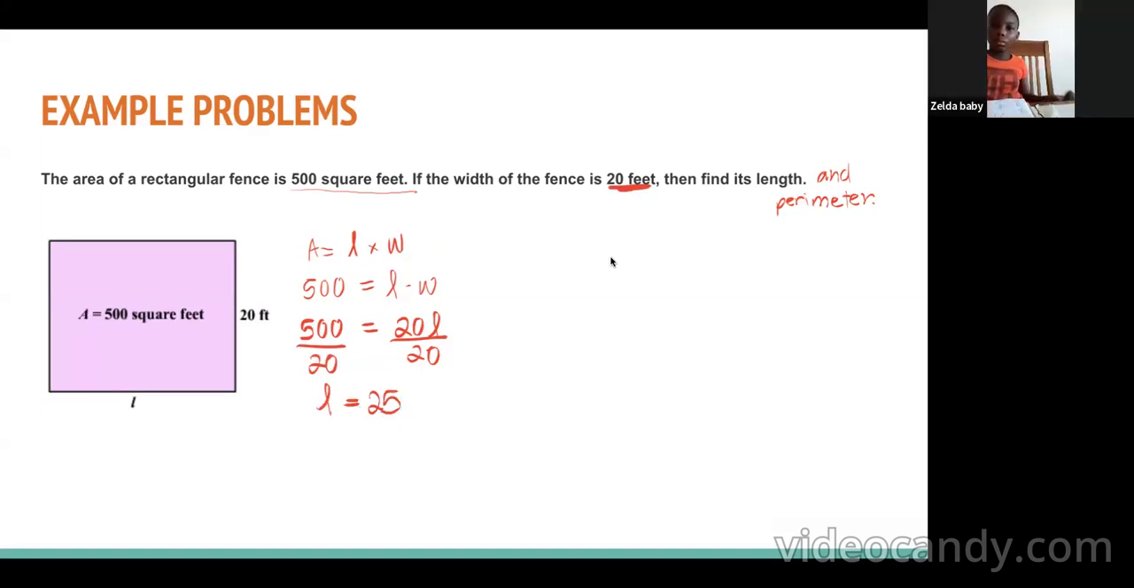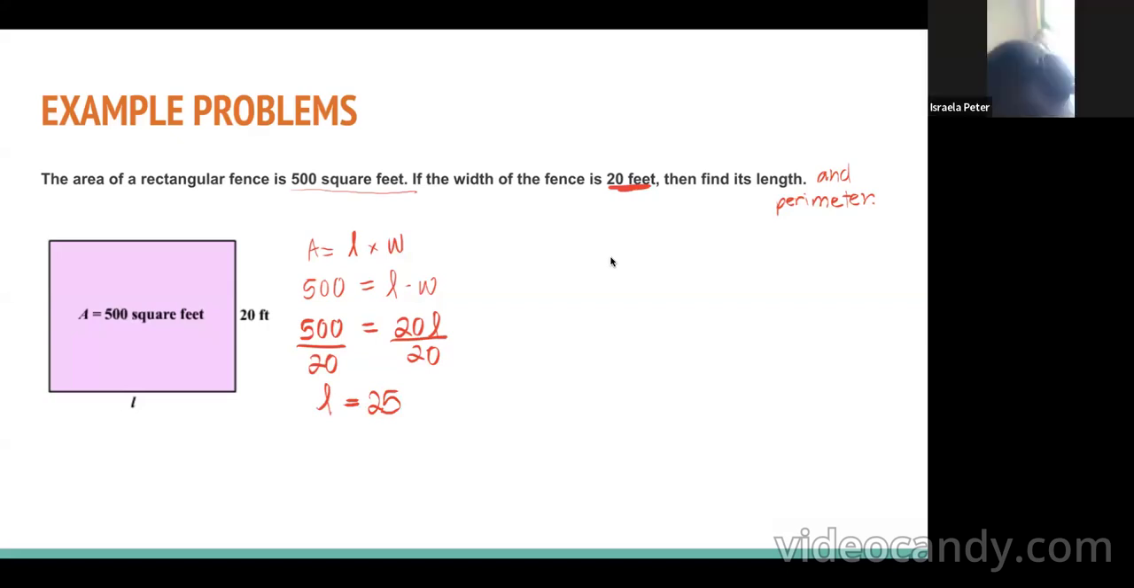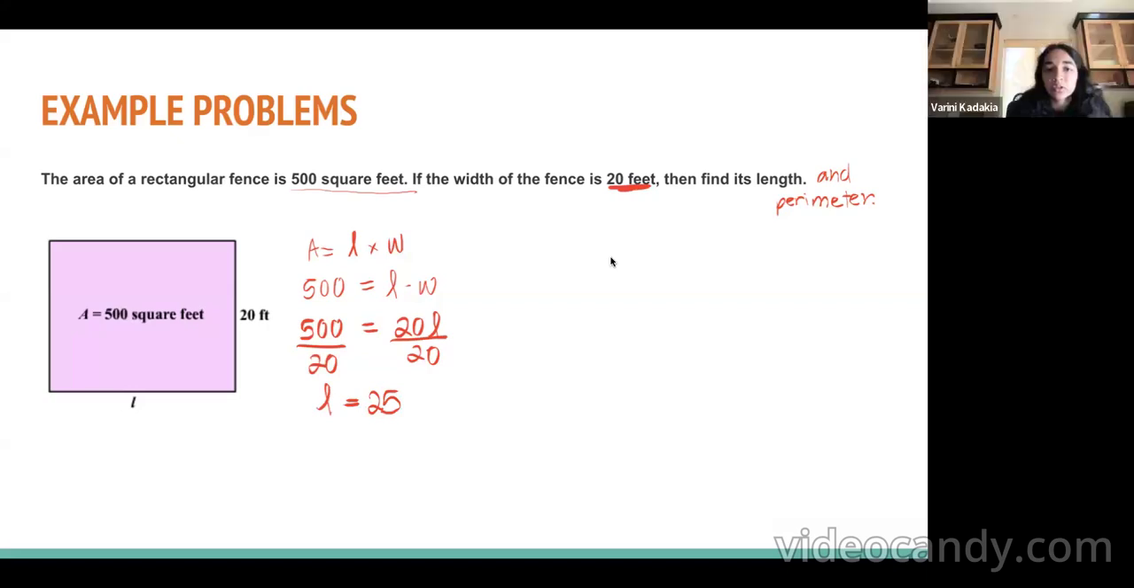What's wrong with this answer if I were just to tell you it's 25? It doesn't have the units. So what should my units be here? Feet. Yeah, so it'd be 25 feet.